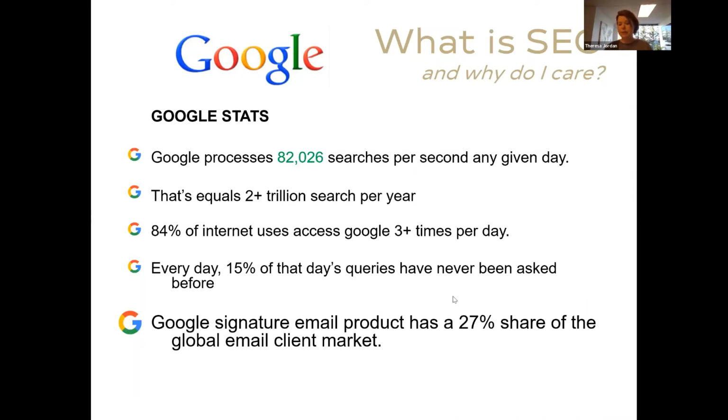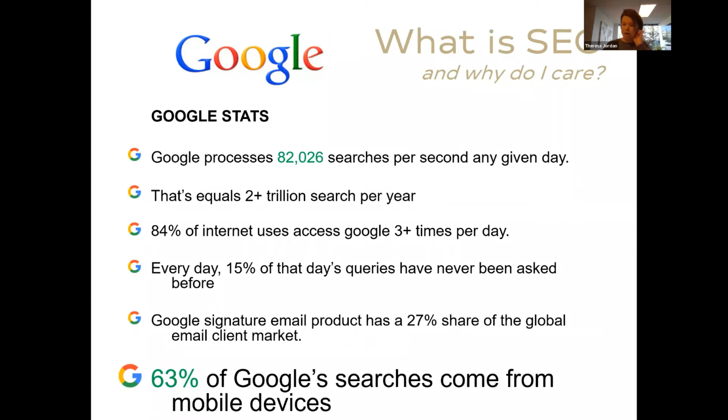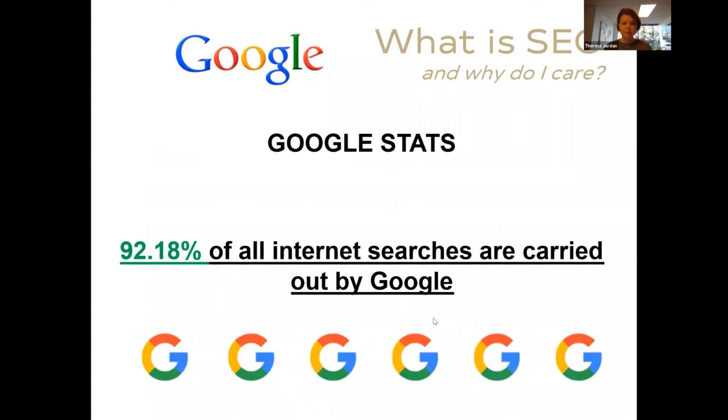Google signature email, so Gmail is what I'm talking about, has 27% of the share of the global internet mail market, and 63% of searches now come from a mobile device. The biggest stat of all about Google and why I'm telling you all of this: 92.18% of all internet searches are carried out by Google. Other search engines that you might know of, Bing, Yahoo has one, back in the day, AOL, but 92% of searches start on Google. What that means is we want to make Google happy.